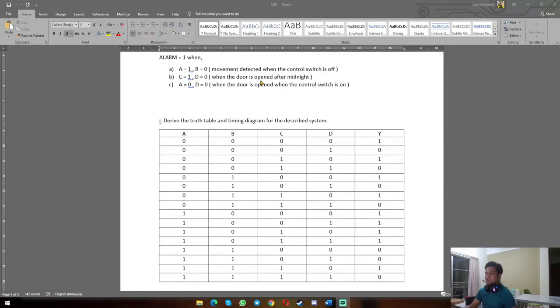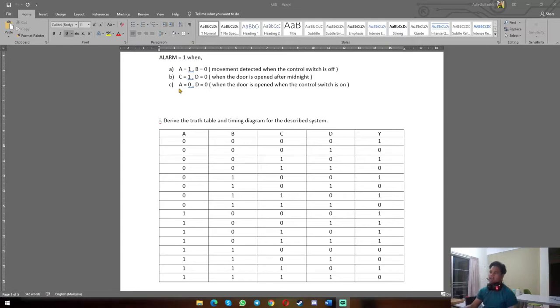So for the first statement, which is A equal to 1 and B equal to 0, we can get the output. So we find A equal to 1 and B equal to 0. So we get 1 here. And this is also 1, 0. And we get 1 for Y, and this, this, and this. So next 1, 0, and we get 1. So there are 4 outputs we get from the first statement.